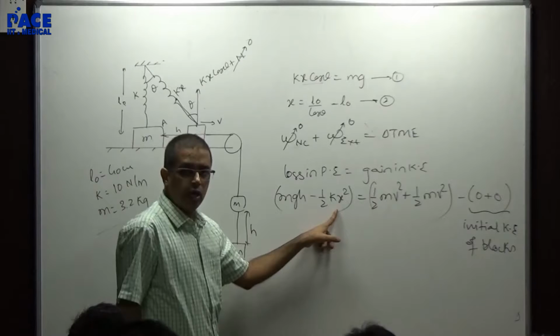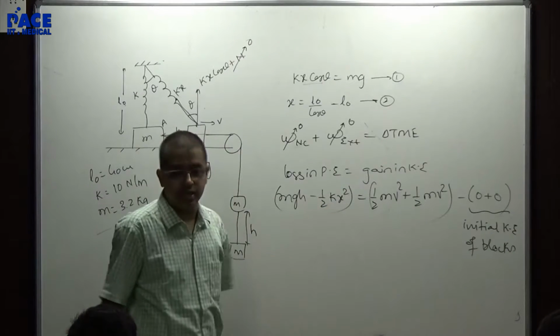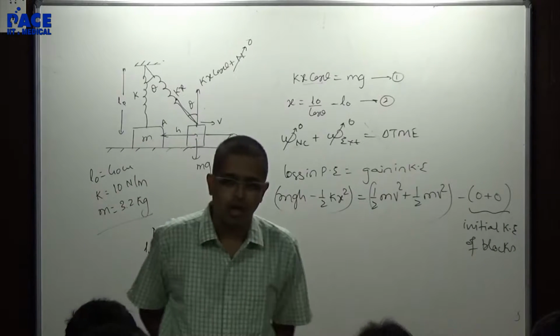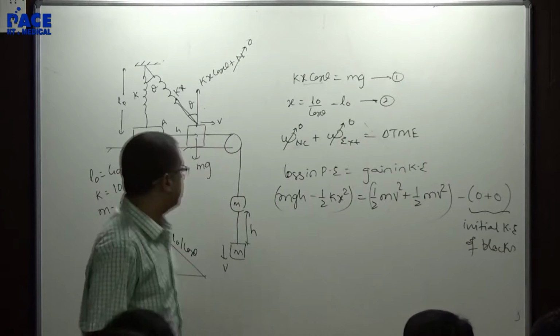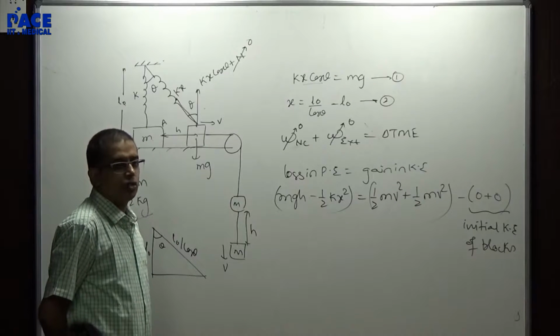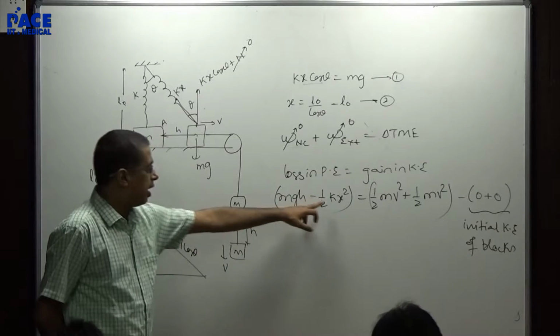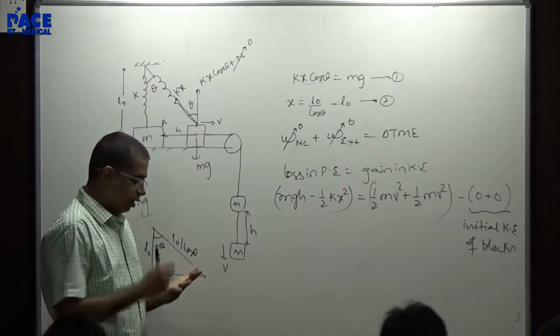So net total loss will be loss in potential energy minus the gain in potential energy. Half kx square, the spring has been stretched. So potential energy stored in the spring now is half kx square. Out of this loss minus the gain, I am left with the net total loss.